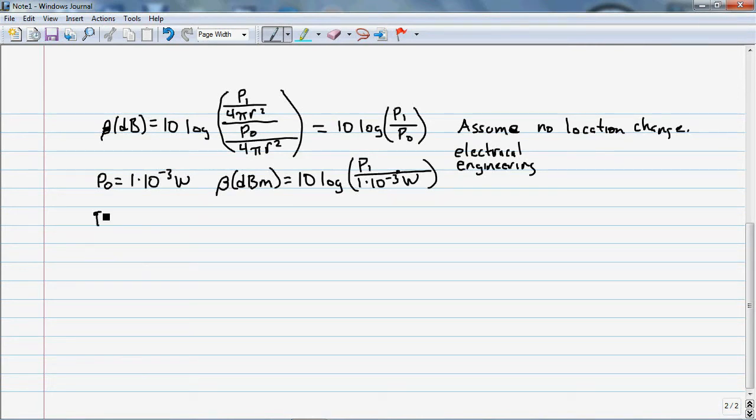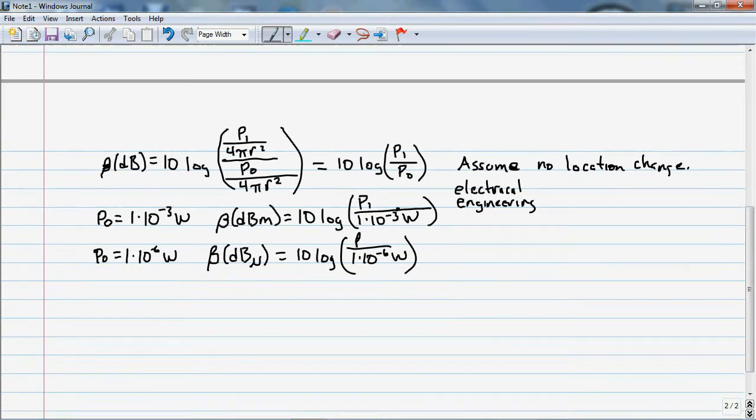Another option is if I set P naught to a microwatt, so our beta value, we're going to have decibel microwatt is equal to 10 log power over 1 times 10 to the minus 6th watts. So these are some important decibel relationships that you can use.